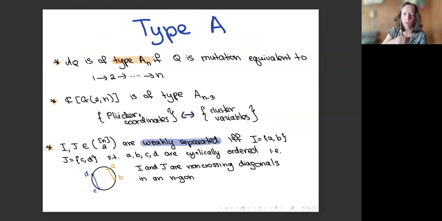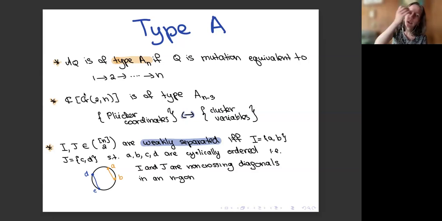Okay, so now I want to go back to the type A story. Remember, the cluster algebra is said to be type A if the quiver Q is mutation equivalent to this very nice orientation of a type A Dynkin diagram, Coxeter diagram.